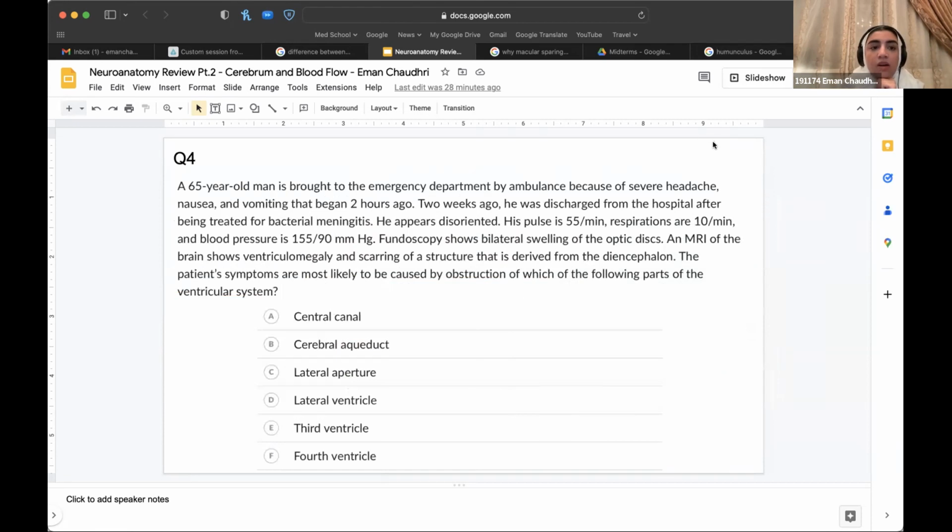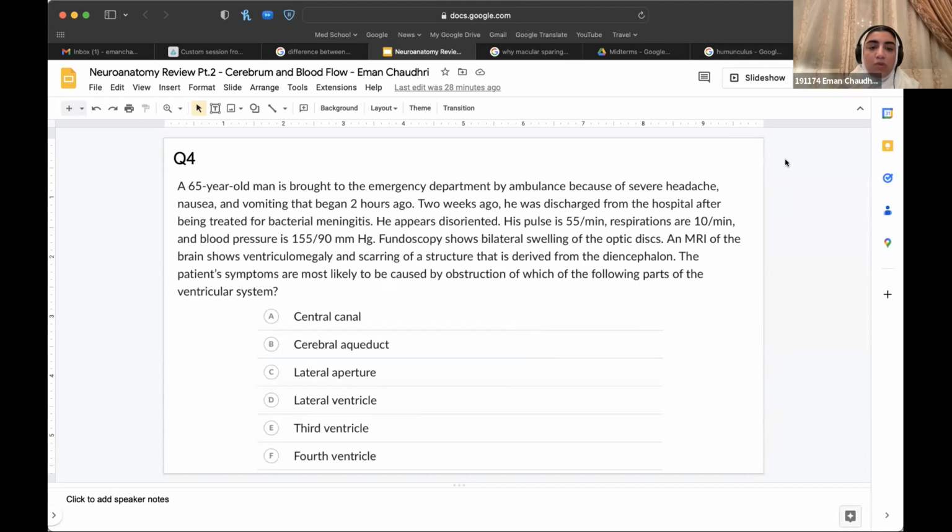Next, a 65-year-old man is brought to the emergency department by ambulance because of severe headache, nausea, vomiting that began 2 hours ago. 2 weeks ago, he was discharged from the hospital after being treated for bacterial meningitis. Okay. He appears disoriented, pulse is 55, respirations are 10, blood pressure 155/90. Fundoscopy shows bilateral swelling of the optic discs. An MRI of the brain shows ventriculomegaly and scarring of a structure that is derived from the diencephalon. That's all you need to know from this question.